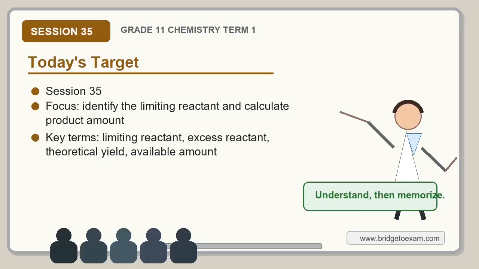Welcome, class. Today our session title is Week 9, Session 35, Limiting Reactants. We will move slowly and make the chemistry understandable. Your goal is to identify the limiting reactant and calculate product amount. Listen for these key terms: limiting reactant, excess reactant, theoretical yield, available amount, stoichiometric ratio.